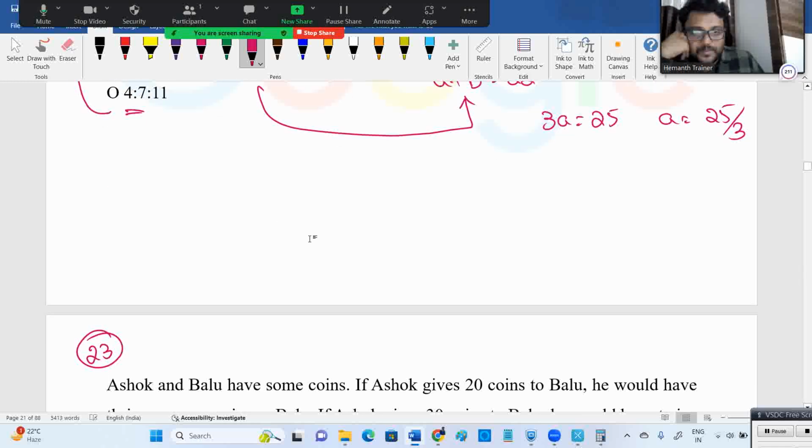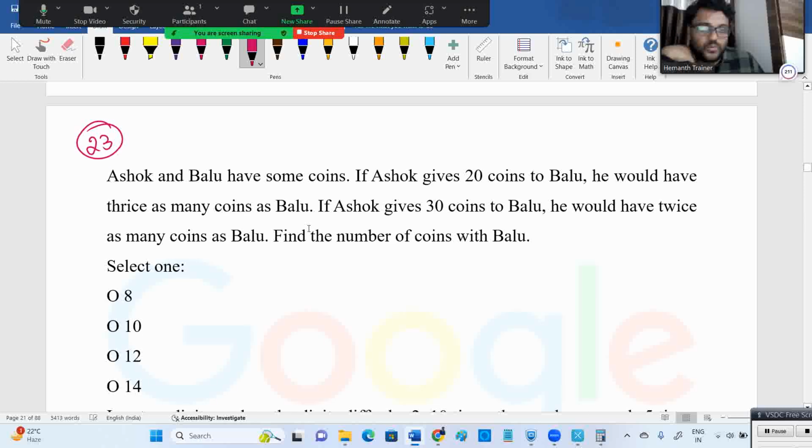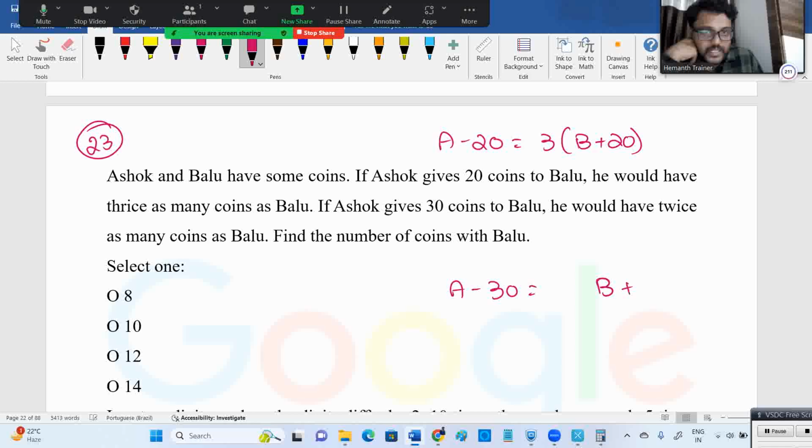Ashok and Babu have some coins. If Ashok gives 20 coins to Balu, he would have thrice as many coins as Balu. If Ashok gives 30 coins to Balu, he would have twice as many coins as Balu. Fine. So A and B is there. A minus 20 is thrice B plus 20 after giving. A gives 30 means Balu will be 30 more, right? So it's nothing but twice.